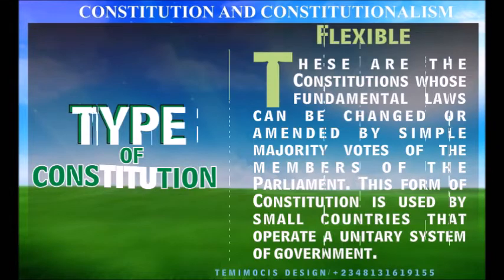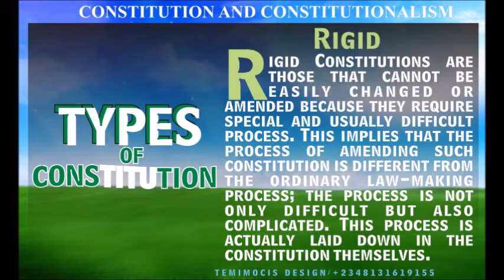The next one we'll be considering is the rigid constitution. A constitution can be classified as rigid when it falls among the group of fundamental laws that cannot be easily changed or amended because it requires a special and difficult process. This implies that the process of amending such a constitution is different from the normal way of making laws in the country, so it is always very difficult and complicated. Countries that practice such rigid constitutions are the United States of America, Canada, and Nigeria, among others.